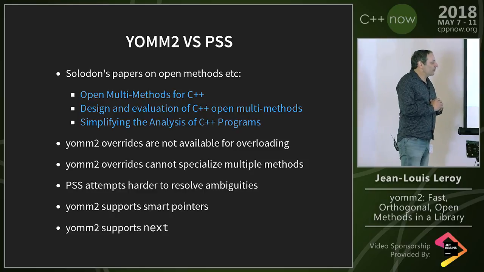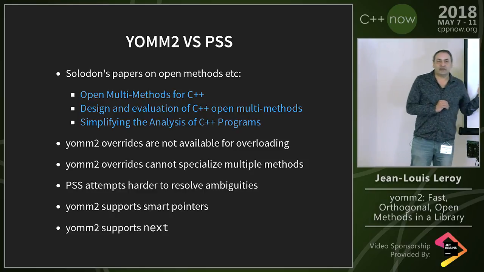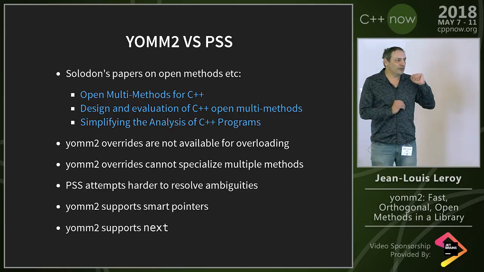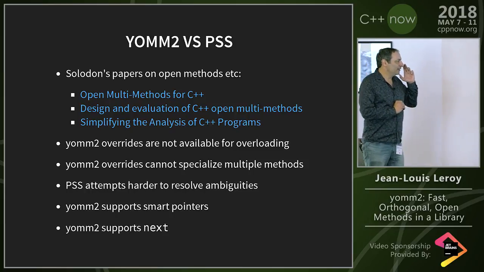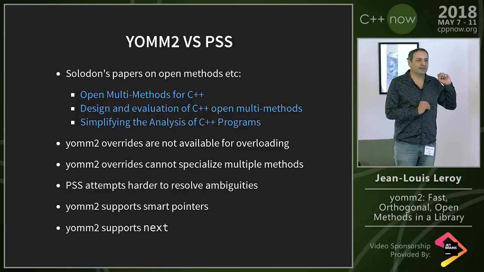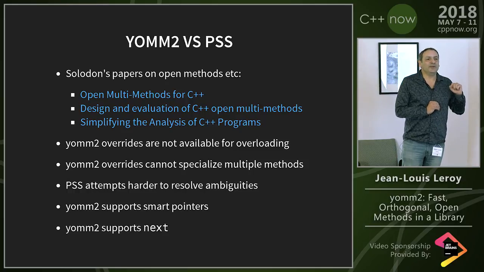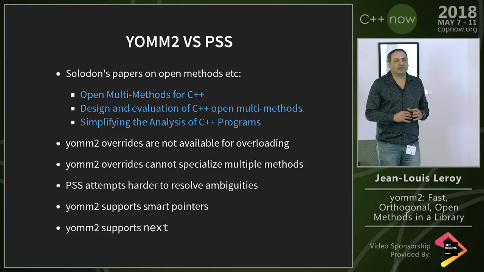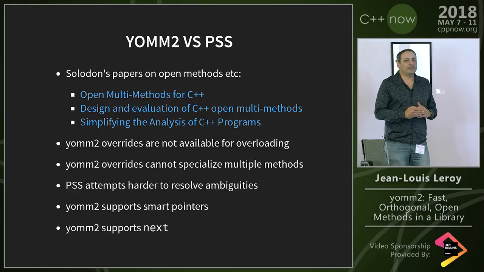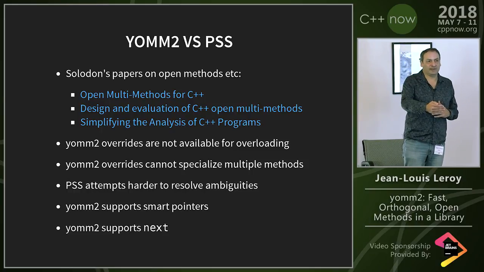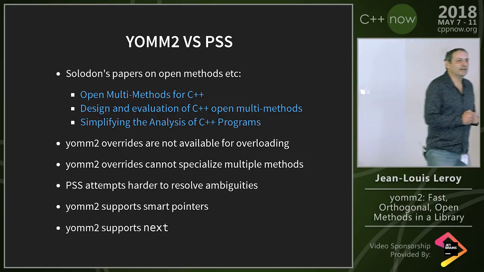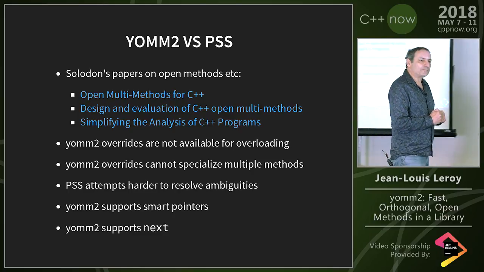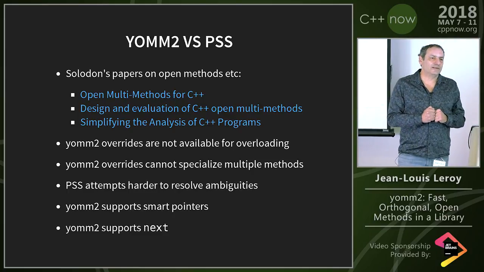And yomm2 has a concept of next. I was surprised during email exchanges with Yuri Solodkyy that he didn't even know what next is. In his system, when you are in a method, you have to explicitly specify what method to call next. I think that kind of goes back to the fact that you don't allow specializing multiple methods in an override. Yes. Because if you have multiple ways you can go next, the next is problematic.